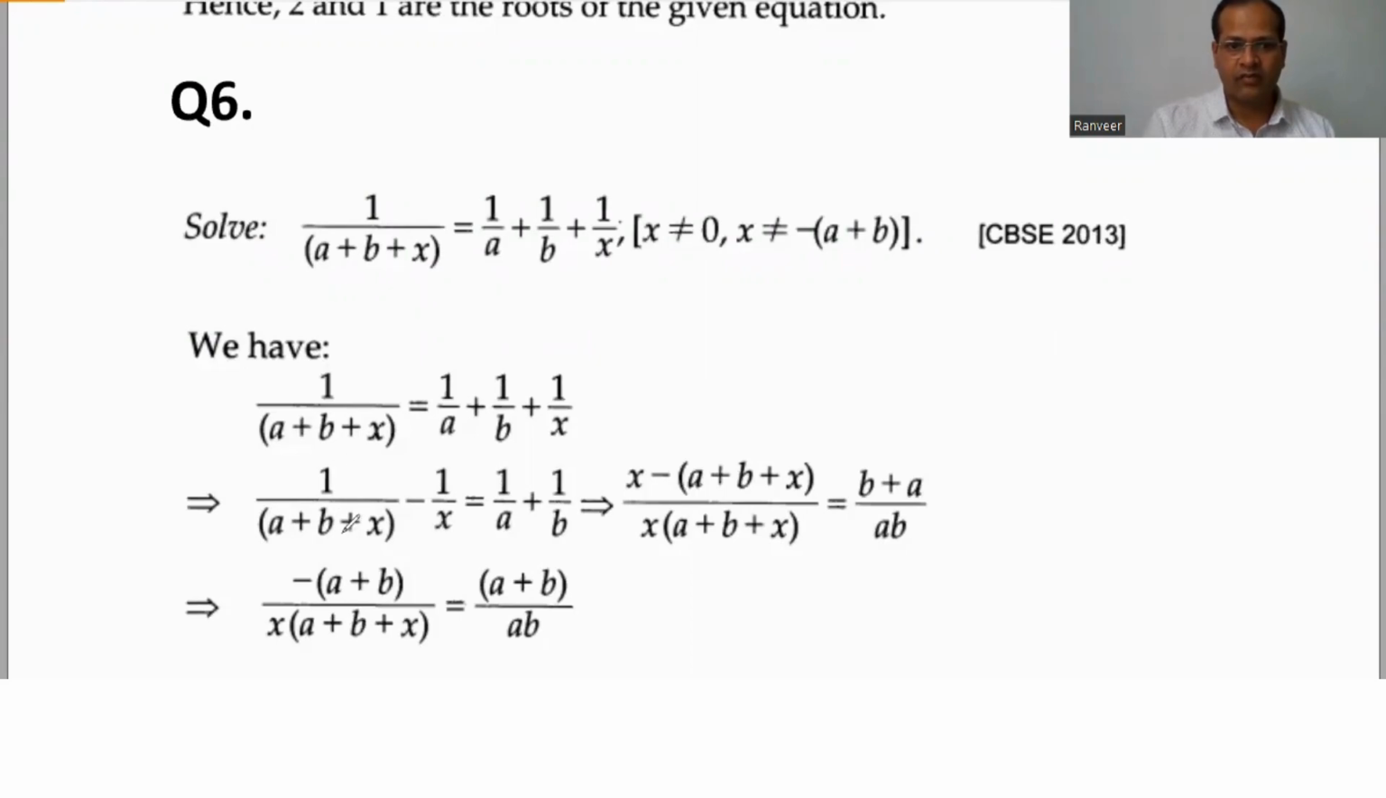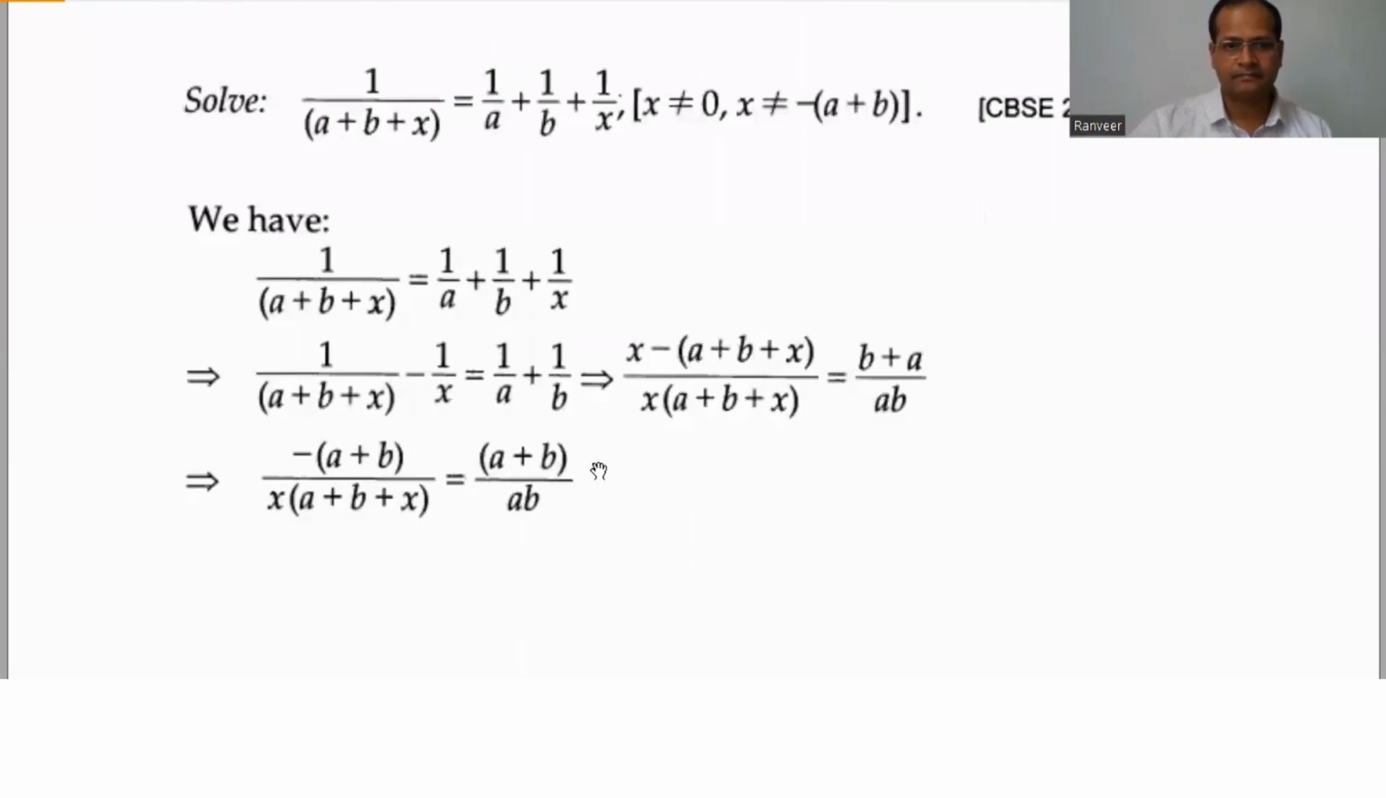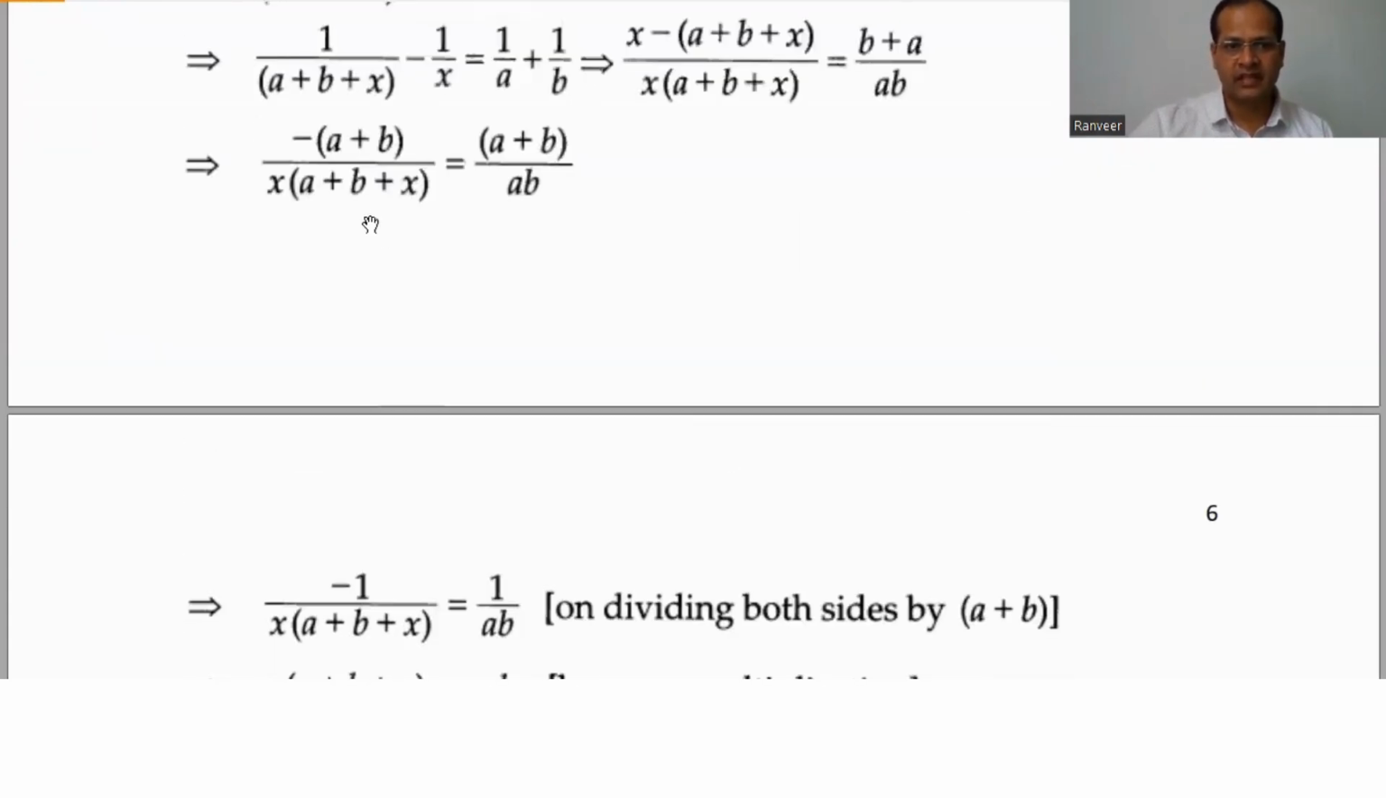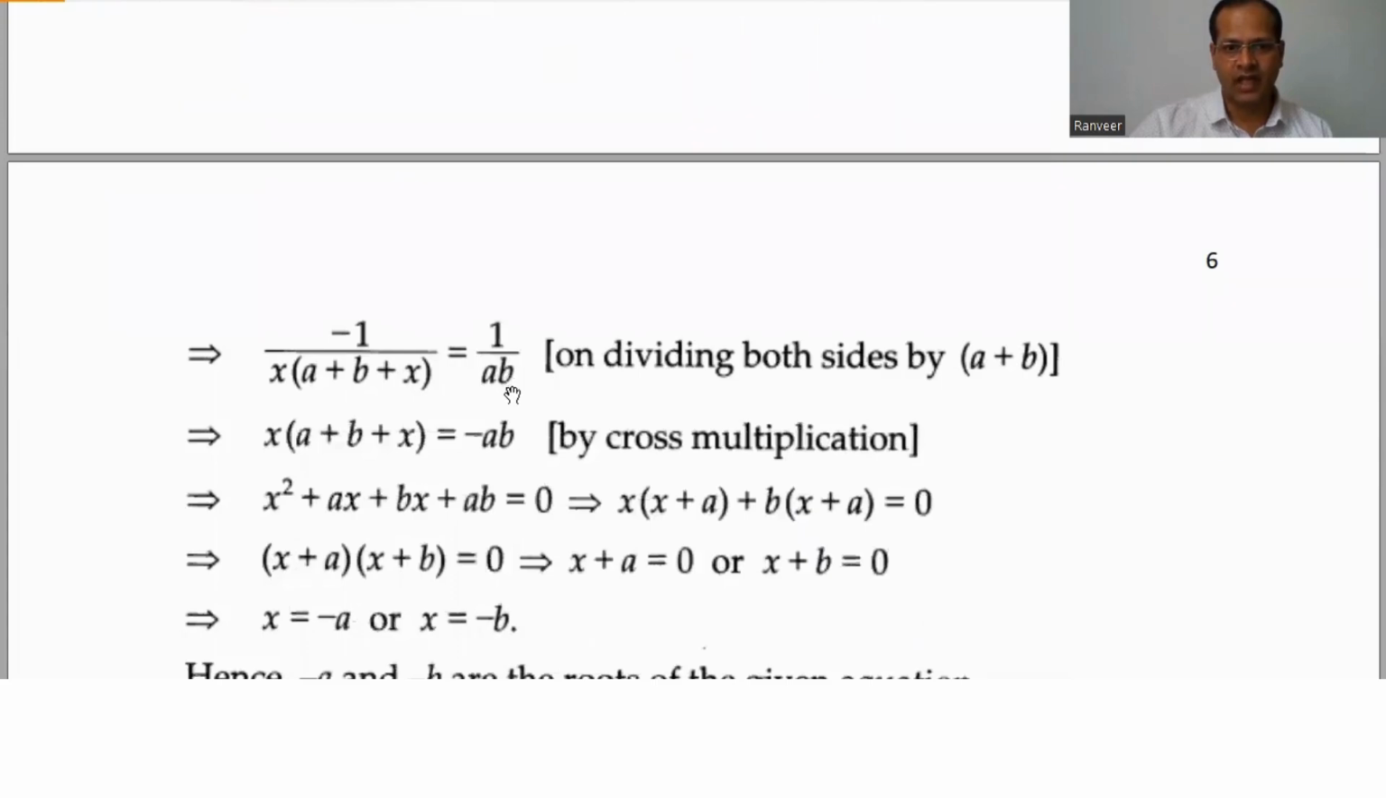So after that, what you have to do is bring this minus 1 by x to the left side: 1 by a plus 1 by b. After that, just try to solve this, and this value will cancel. Once this value cancels, after that we get minus 1 by x, a plus b plus x, and 1 by ab.